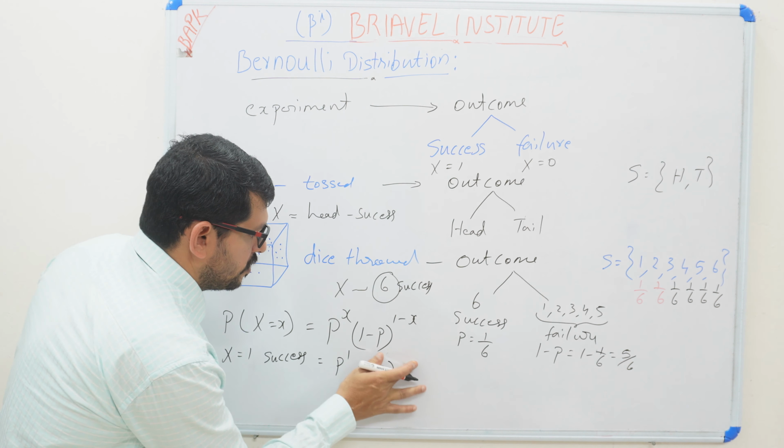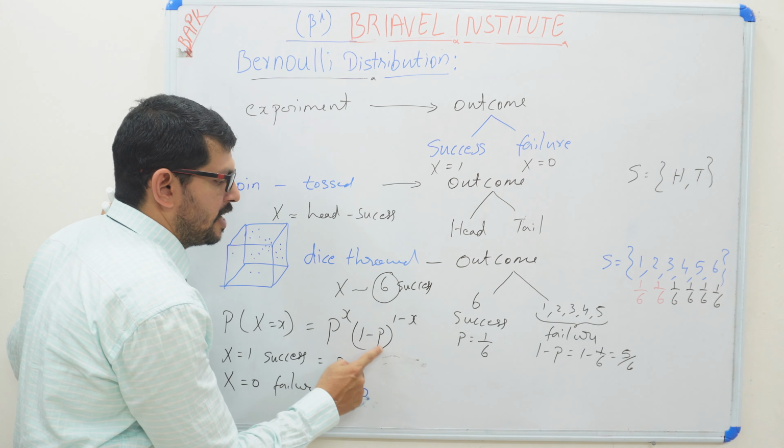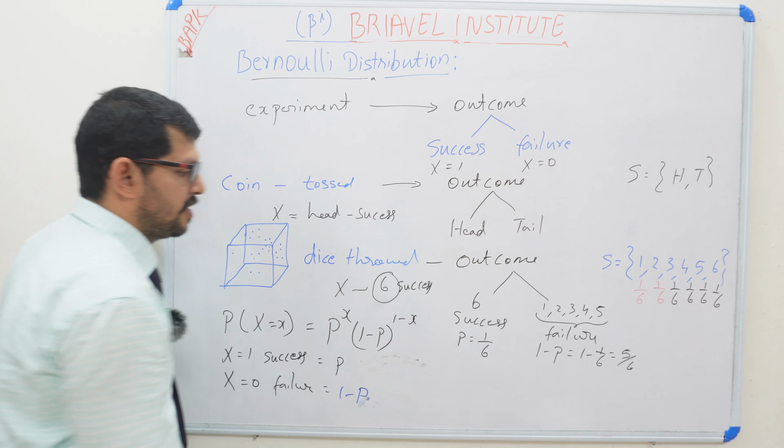So what is the probability of getting 0? P raised to 0 becomes 1, and 1 minus P raised to 1 minus 0 is 1 minus P. So we can take a bracket, and I can write it as 1 minus P. So my probability distribution is P raised to x, 1 minus P all raised to 1 minus x.